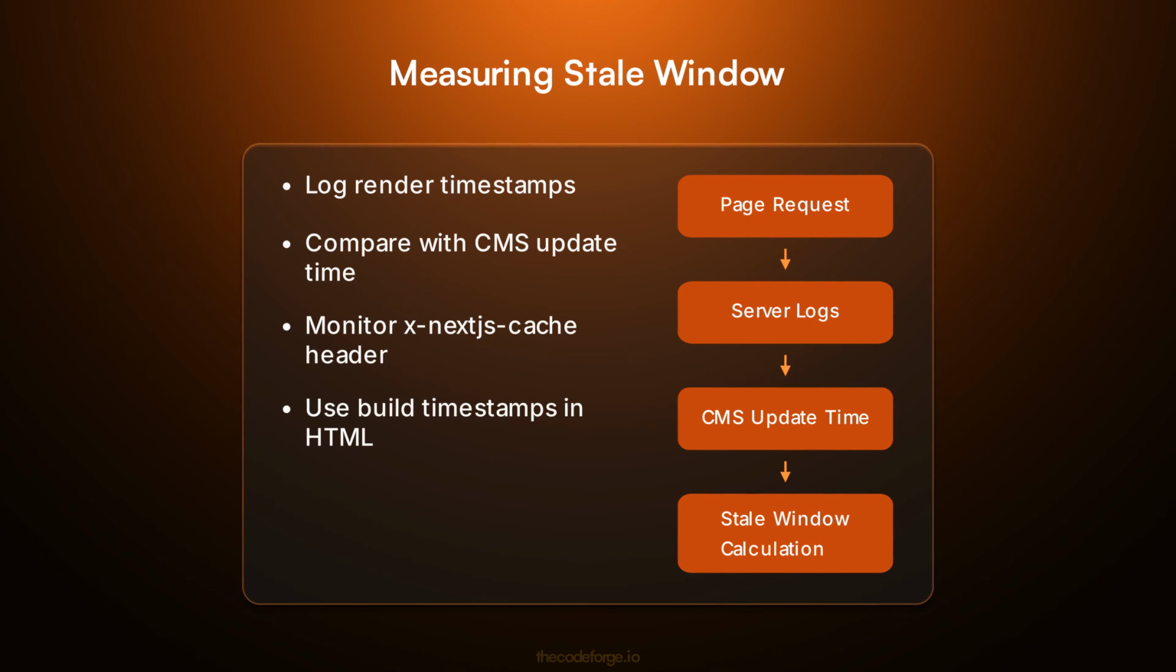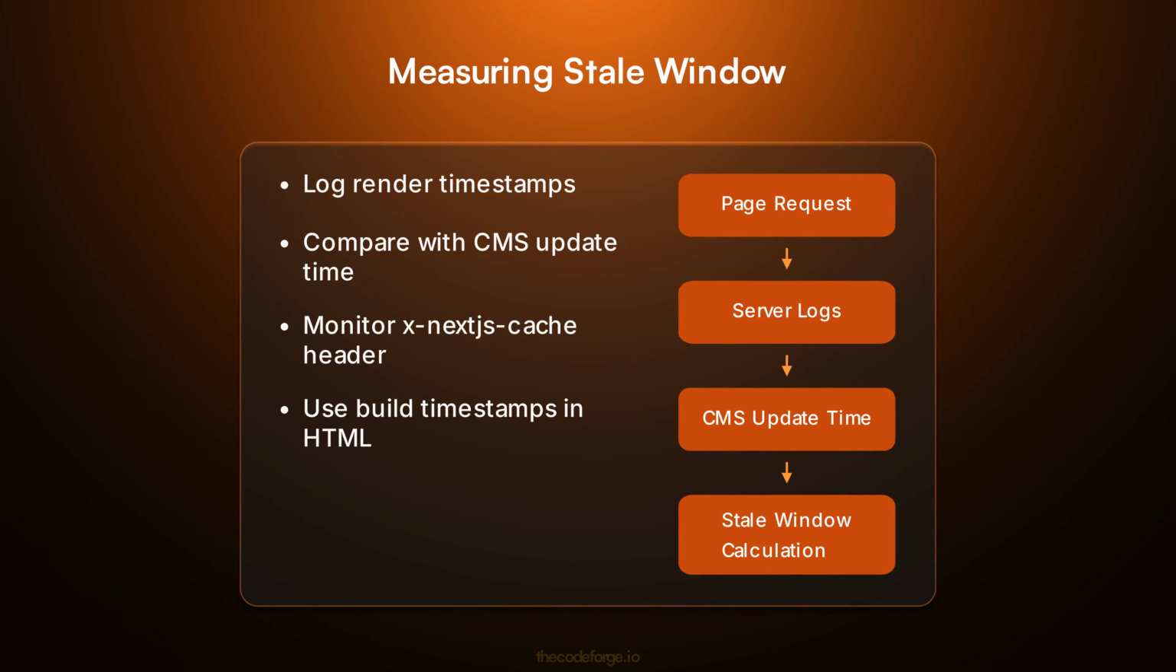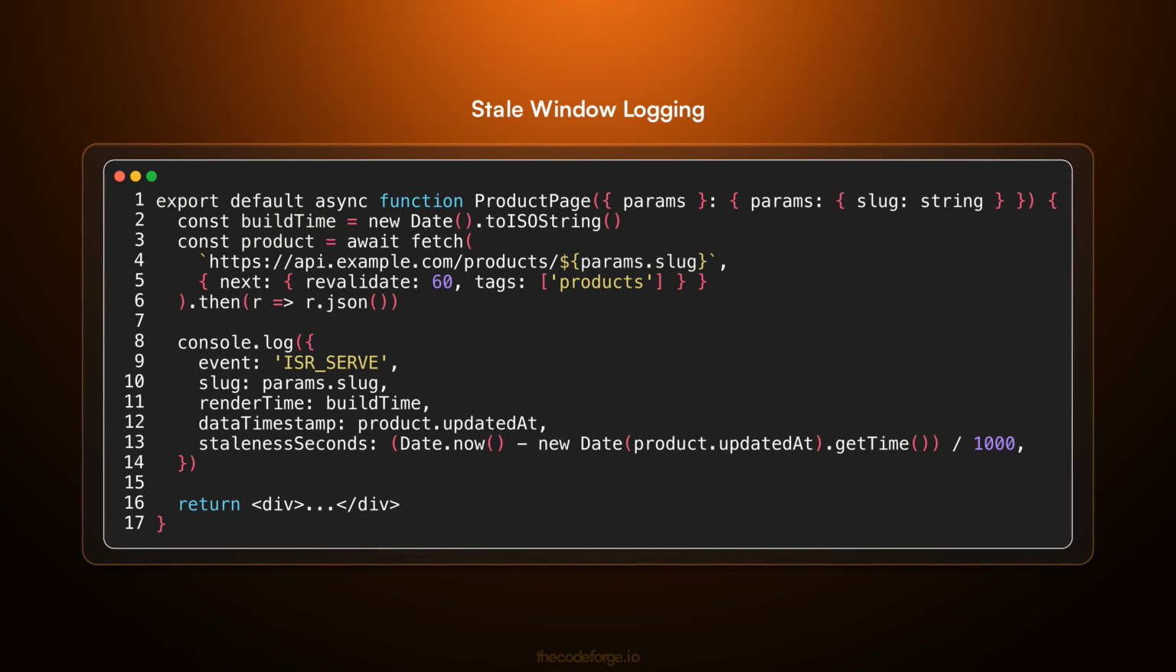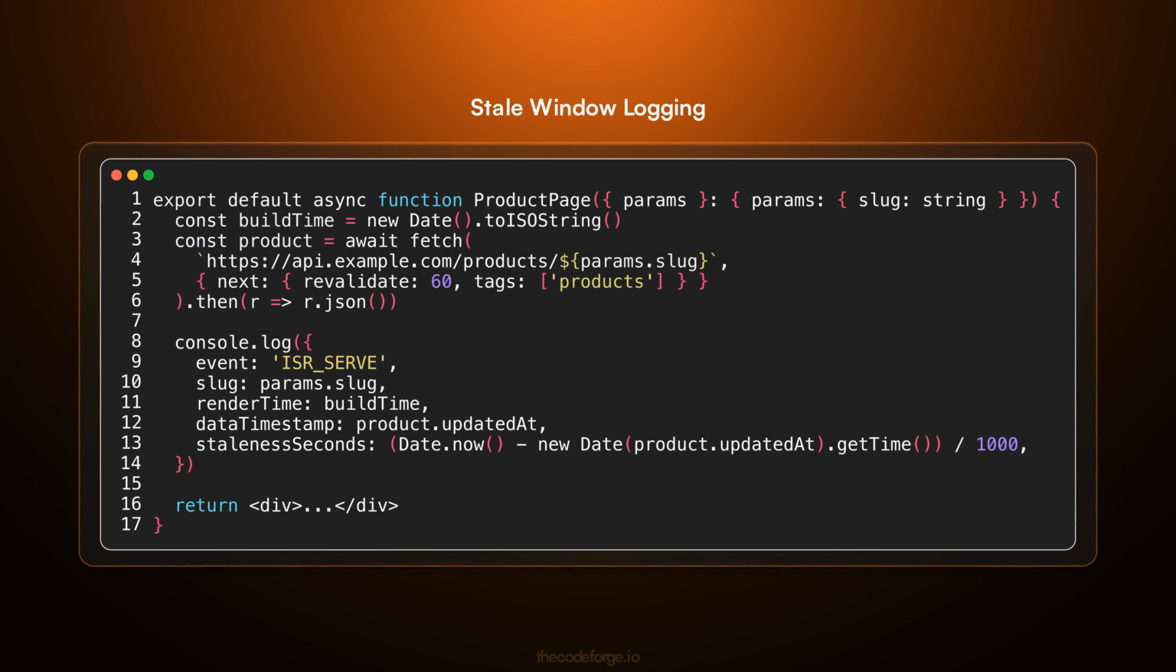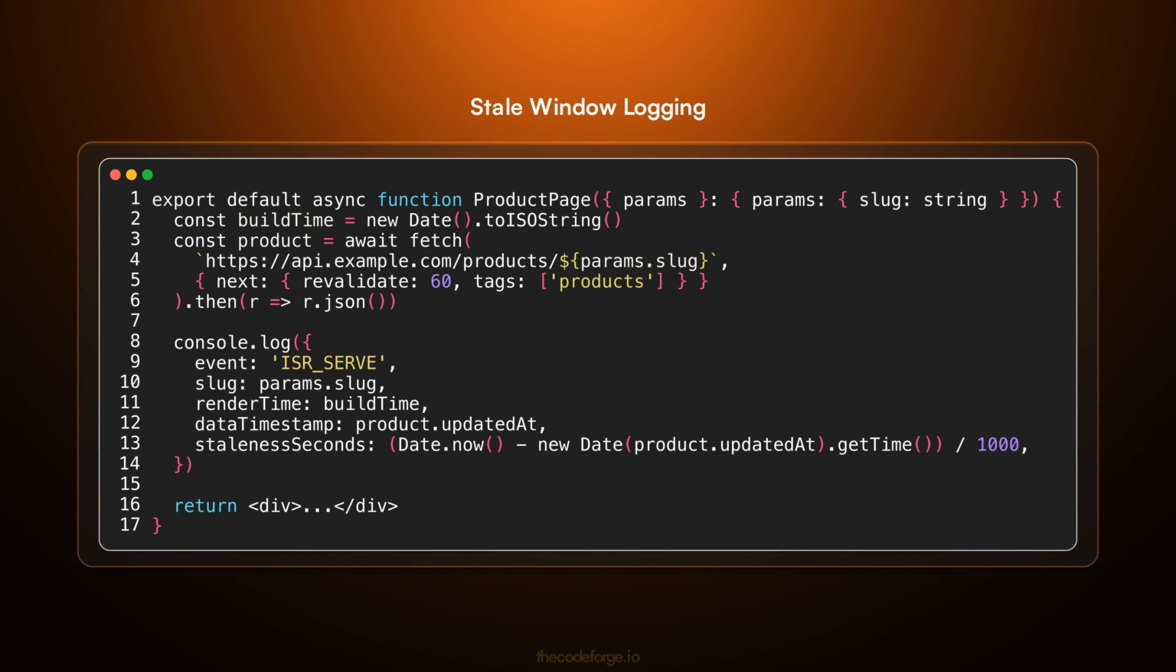To measure the stale window, add logging to your ISR pages. Log the render time and the data's timestamp. Compare these with CMS update times to see actual staleness in production. This code logs the render time and the product's updatedAt timestamp. The staleness seconds tells you how old the data was when served. Use this to monitor actual staleness in production.